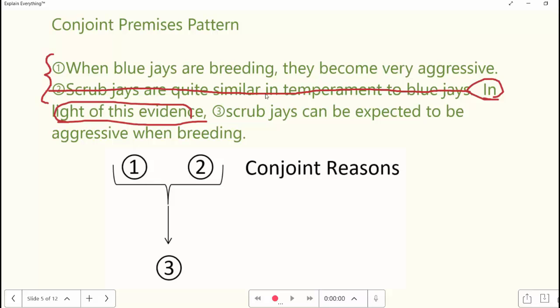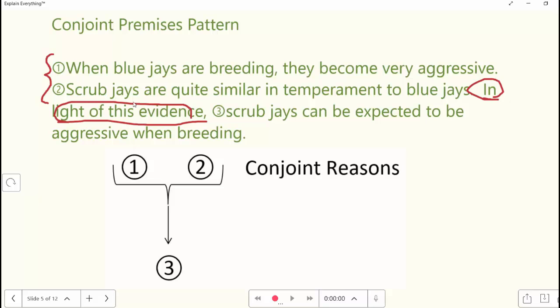Or what's a non-aggressive bird, like a parakeet, right? Something like a parakeet. No, that's bizarre. And so that would be a bad inference. And it's a bad inference here, too, unless we have claim 2. Unless we have that additional information that they are quite similar in temperament.